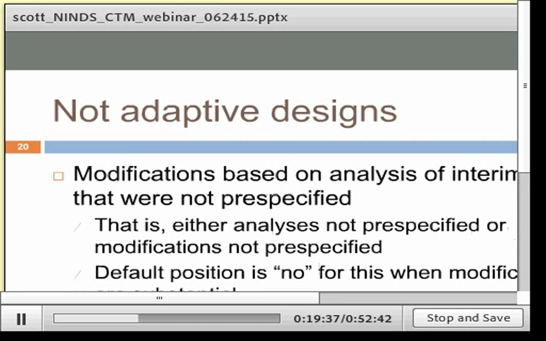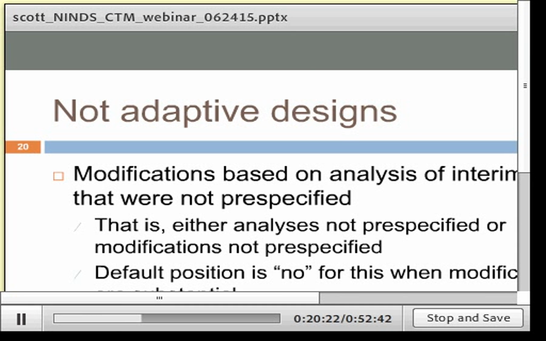So some things that are not adaptive designs. First of all, modifications based on non-pre-specified analyses of interim data, or I should say either the interim data analyses weren't pre-specified or the modifications weren't pre-specified. And most of the time, when we get a proposal like this, which, as I said, is not uncommon, our default position is almost always going to be no, and then there might be reasons to change our mind about that. So sort of in a way, the burden of proof is on the applicant that those changes are necessary and won't permanently damage the conduct of the trial.